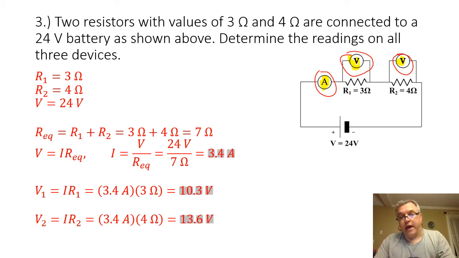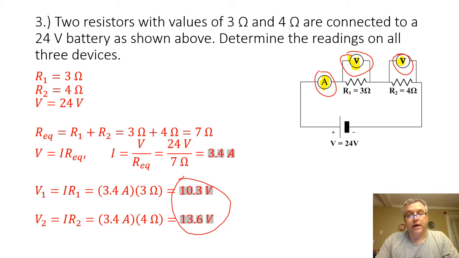And again, if I add these 2 values up, 10.3 plus 13.6, I'm going to get 23.9 volts, which again is very close to my total voltage across the battery of 24 volts. That's always a good way of double checking your work to make sure that you have done your calculations correctly.